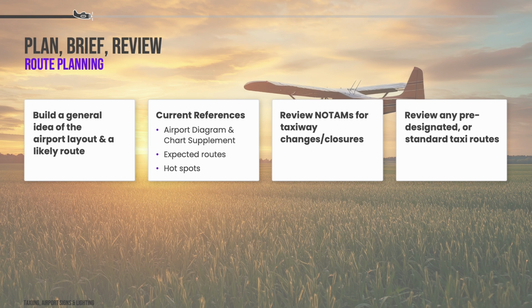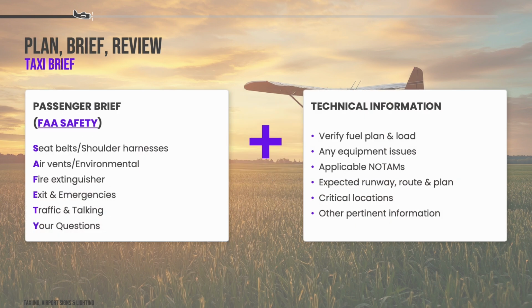Your route planning, just build a general idea of the airport layout and a likely route. Use your current references like the airport diagram and chart supplements, other expected routes, and take a look at the hotspots on the airfield, which we will talk about in later lessons as well, but that's just busy spots where things could happen, okay? Review those NOTAMs for taxiway changes and or closures, and review any pre-designated or standard taxi routes that might be available.